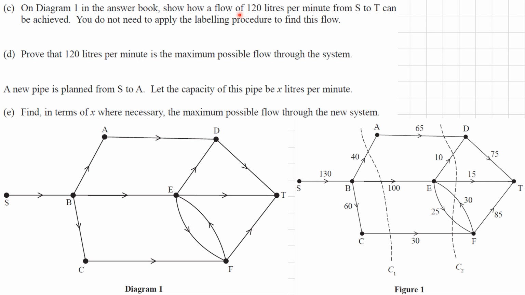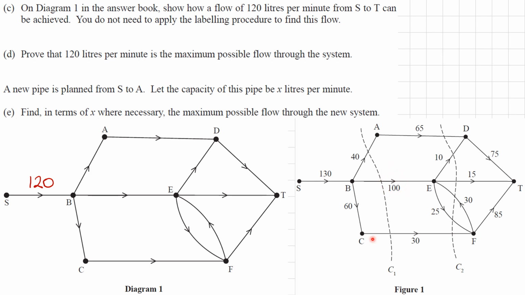Now, because we're looking for a flow of 120, that means I need to have 120 flowing in and 120 flowing out. So from S to B, I've got a maximum capacity of 130, so I can have 120 there going in. Now, the 120 is going to get split two ways. I've got a maximum of 40 here and a maximum of 60 here and a maximum of 100 here.